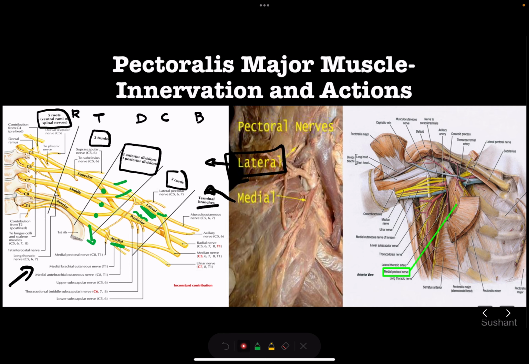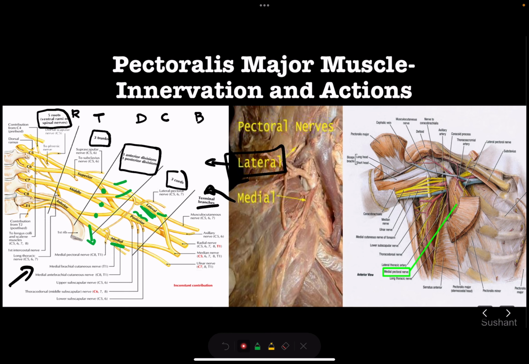Now, the medial pectoral nerve comes from the medial cord of the brachial plexus. Here we can see the medial cord, and here is the medial pectoral nerve. The medial pectoral nerve comes from C8 and T1. So the root value of the medial pectoral nerve is C8, T1. Root value of the lateral pectoral nerve is C5, C6, C7. So what is the nerve supply of the pectoral muscles? Lateral pectoral nerve and medial pectoral nerve.